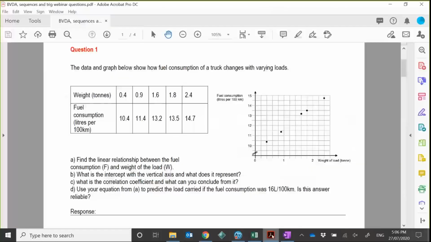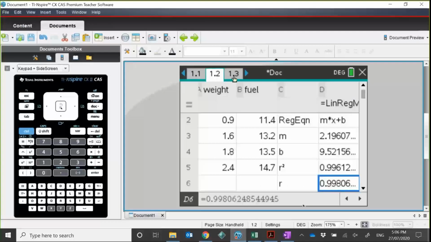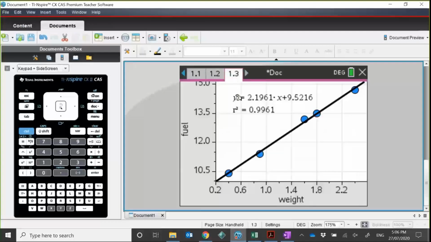So on the test paper, it says find the linear relationship between fuel consumption and weight. So if you have a look, your equation is fuel consumption equals 2.2 multiplied by the weight, add on 9.52. So that is our equation for part A.